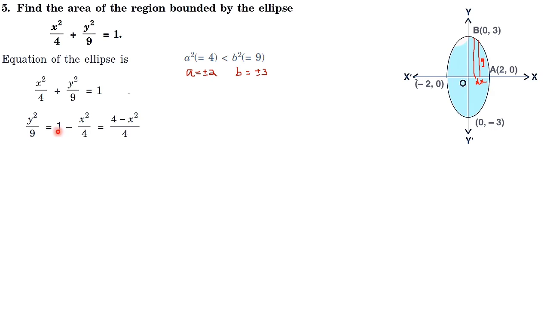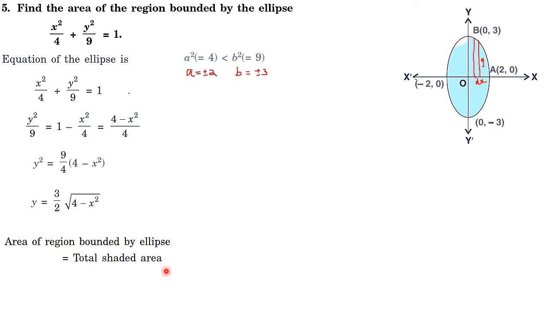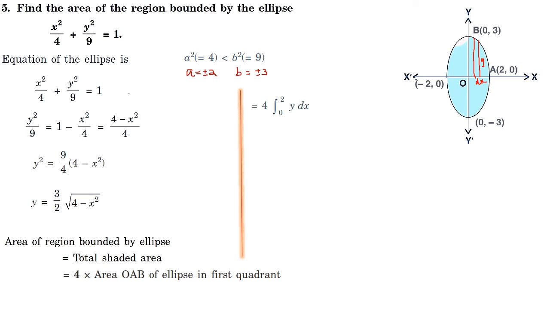Let's calculate y. From here we will get y square equal to 9 by 4 into 4 minus x square. We know now how to do this one. Then from here y is equal to square root of 9 is 3, square root of 4 is 2, root of 4 minus x square. So then we can calculate the area of the region bounded by the ellipse, that is the total shaded area, 4 into area of OAB. We have discussed before. 4 into area of OAB.